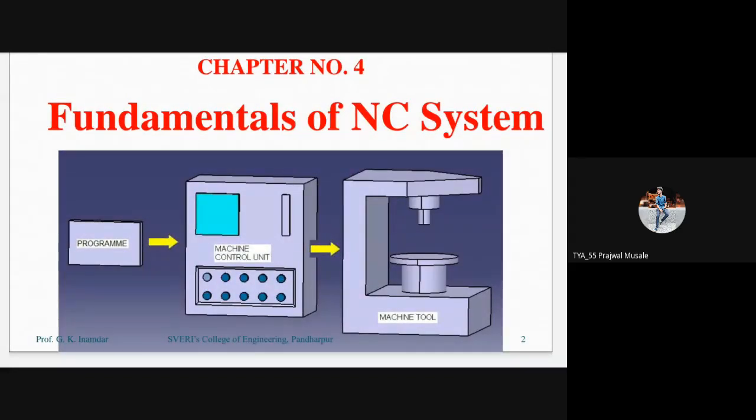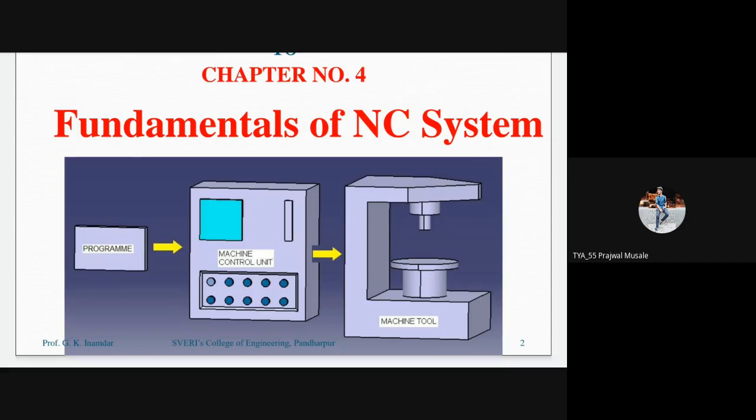Now the fundamentals of the NC system are that actions are controlled by the direct insertion of numerical data. For the NC system, only numerical data is required. There is no program like the type of program required for CNC and VMC machines. In the NC system only numerical data is required, whatever the different points, digits 0 to 9. Very simple NC system.